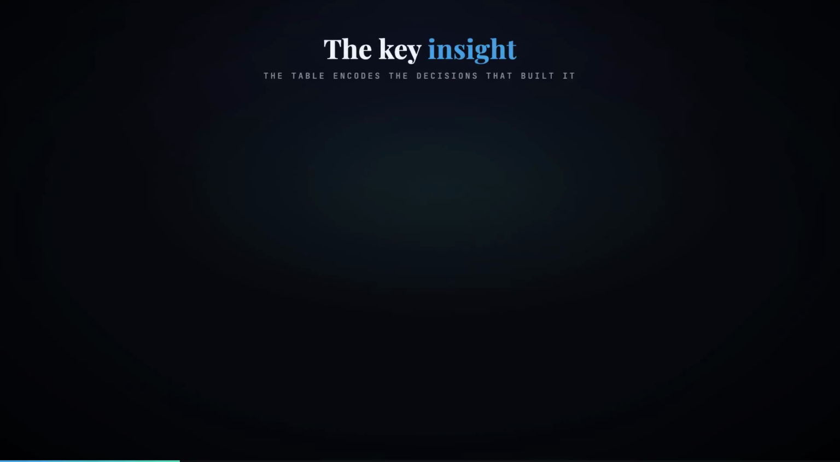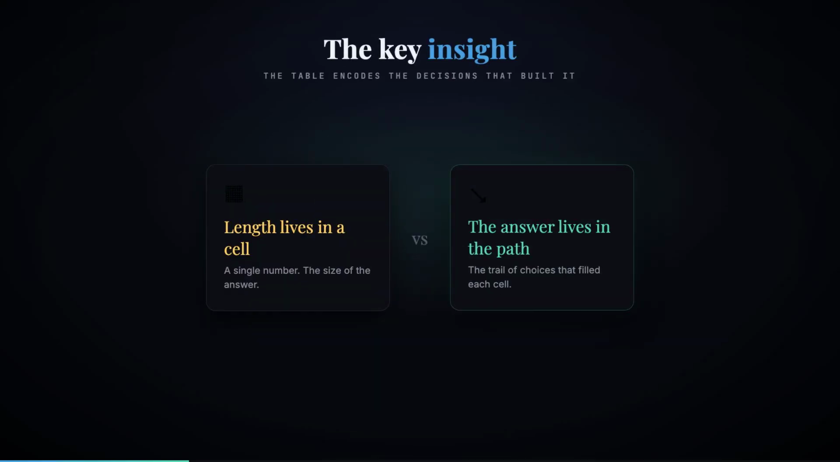The key insight is this. A length lives in a cell, but the answer lives in the path. Every cell was filled by a decision. To recover the answer, we simply retrace those decisions in reverse.